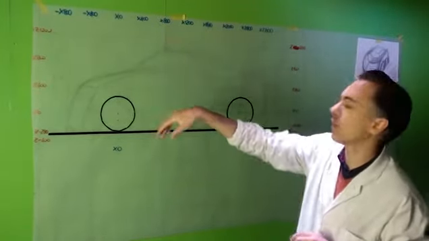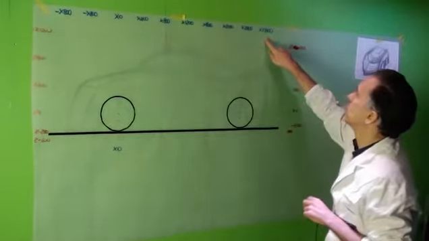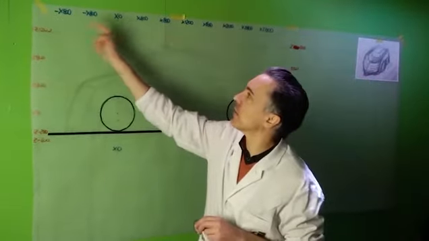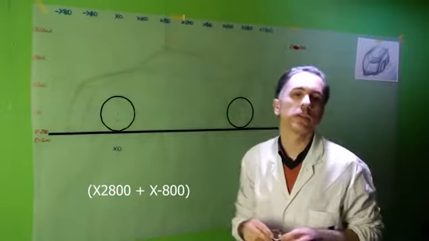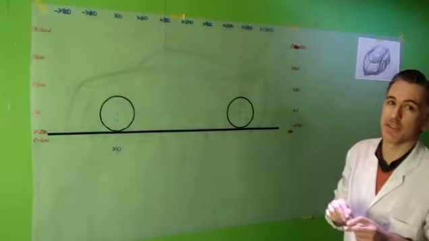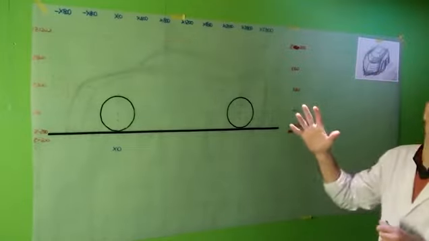So what does it mean? If you look from the zero line to the 2800 line, in reality we will have 2 meters and 800 millimeters. So this means that 2800 plus 800, more or less this model will be in reality 3 meters and 600.